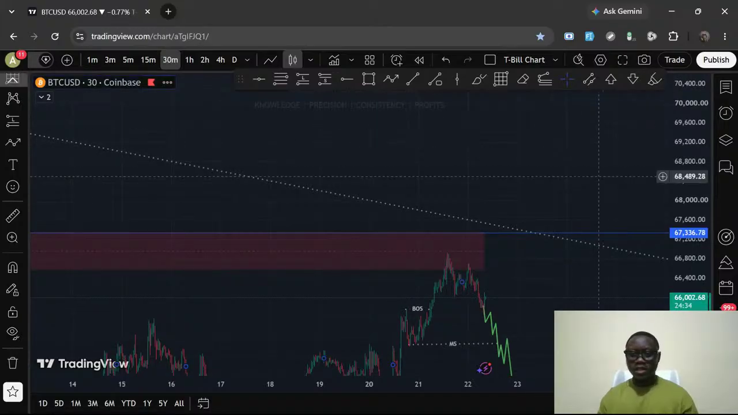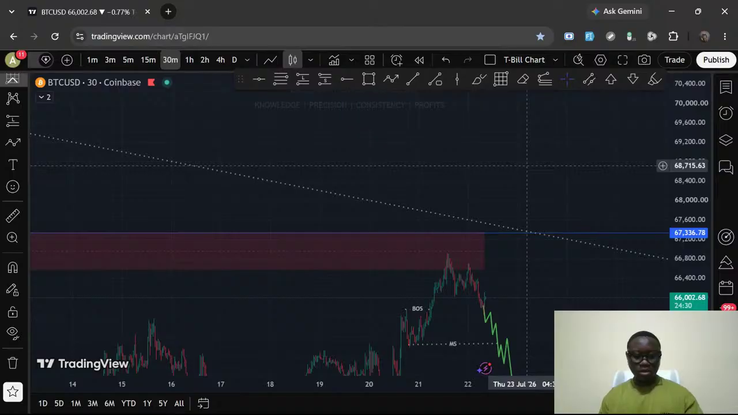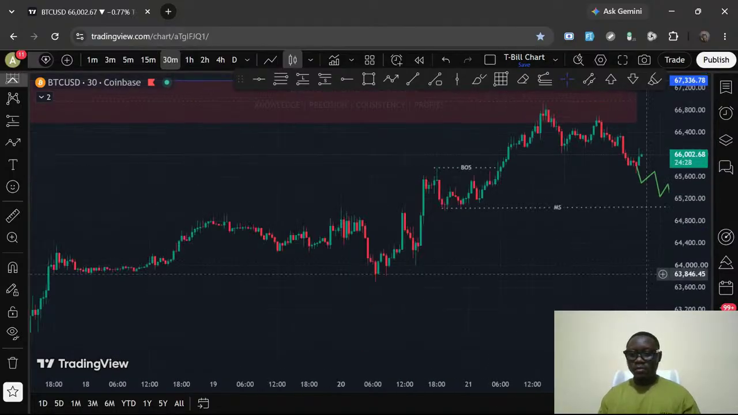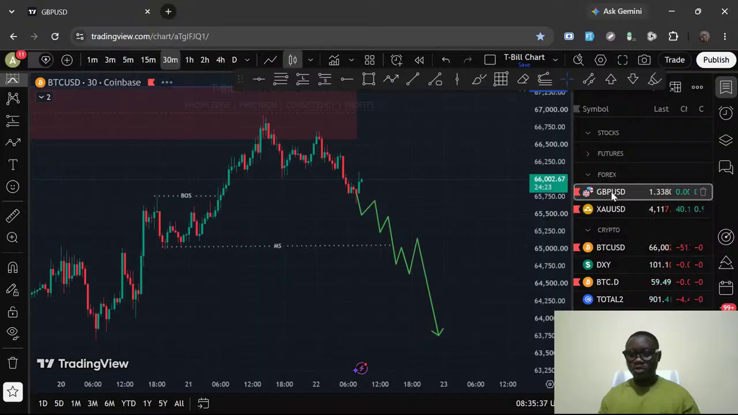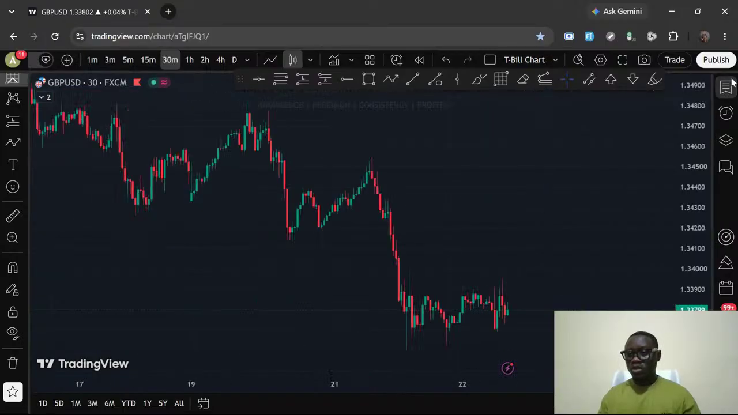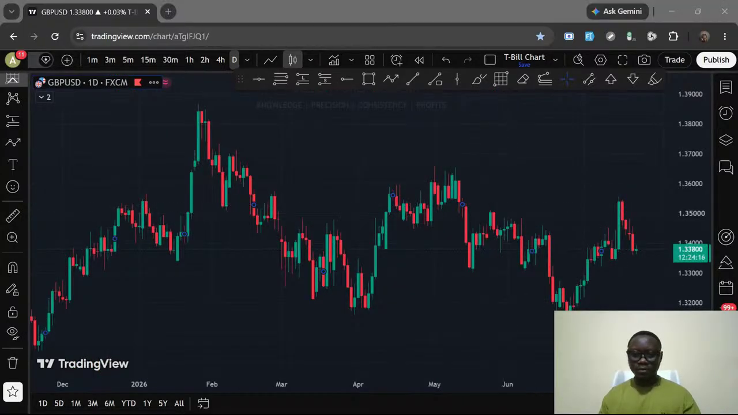Let's quickly look at GBPUSD, for which we call it a day. Okay, so for GBPUSD, as always, we begin our top-down analysis process on the daily time frame.